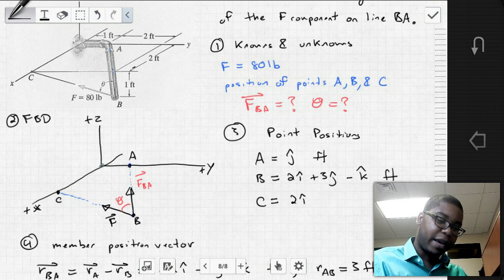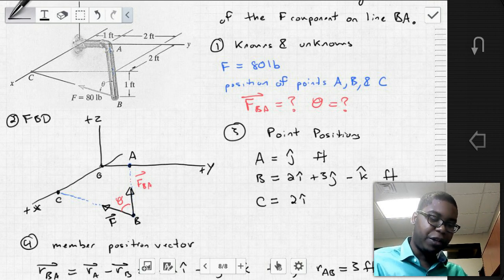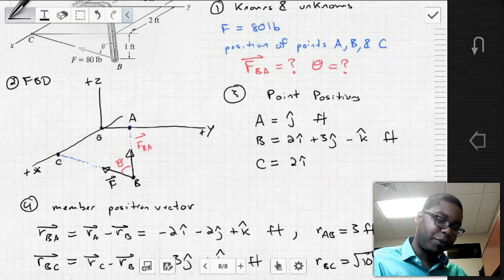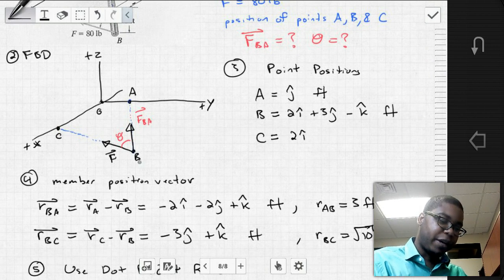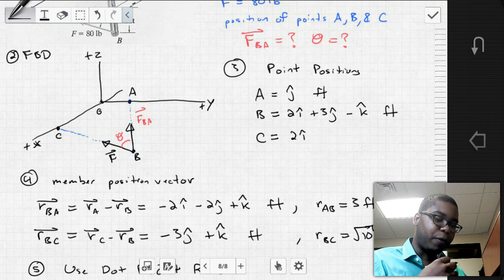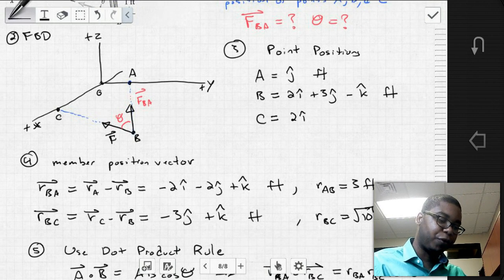When we do that, we find that A is equal to 1j feet, B is equal to 2i plus 3j minus k feet, and C is equal to 2i. So now that we've done that, let's think a little bit further. We need to find the unit direction vector from point B to point A, which gives the direction of line BA. We also need the unit direction vector from B to C, which is the direction of our force vector. So let's find the position vectors first.